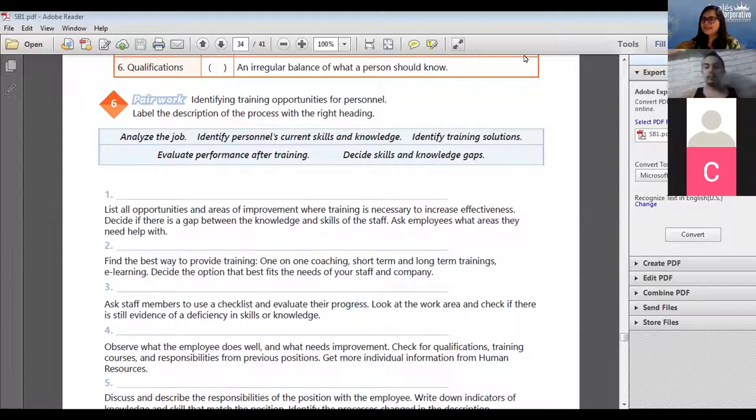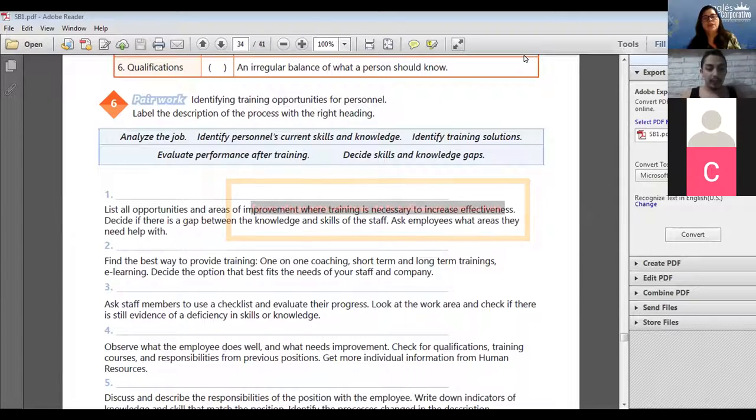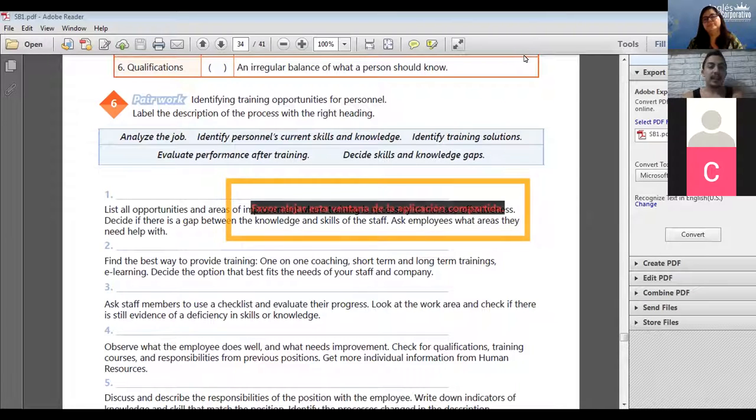Hi. Is Zelda Cristina here? Yes, teacher. Okay, perfect. With number two, find the best way to provide training: one-on-one coaching, short-term and long-term trainings, e-learning. Decide the option that best fits the needs of your staff and company.